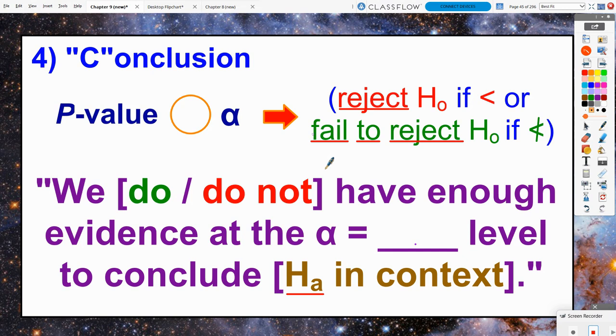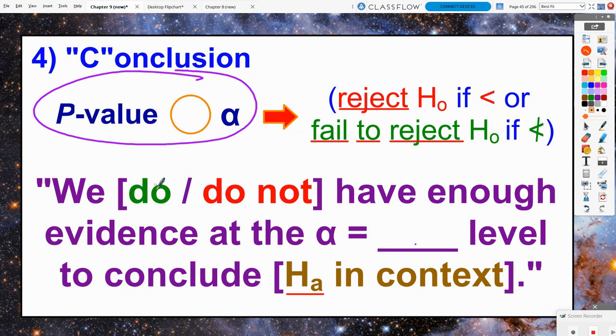And so now our new conclusion statement is going to be different than what it was for our confidence interval chapter. And initially, before we write our conclusion statement, we need to think about, well, what decision are we going to make? Are we rejecting or failing to reject the null hypothesis? So depending on what your p-value is compared to your alpha or significance level, you'll first need to decide, am I going to reject or am I going to fail to reject?